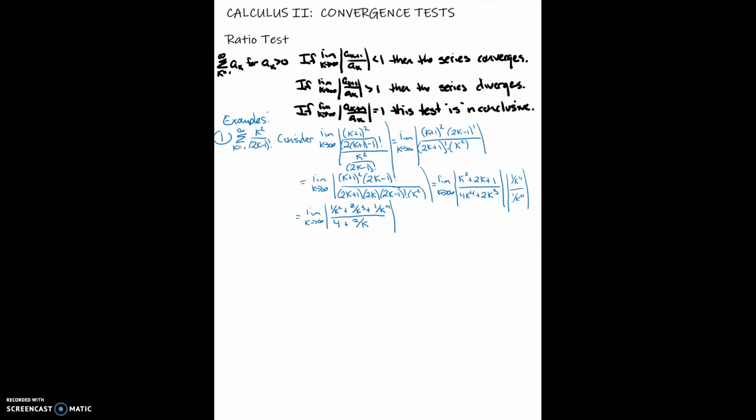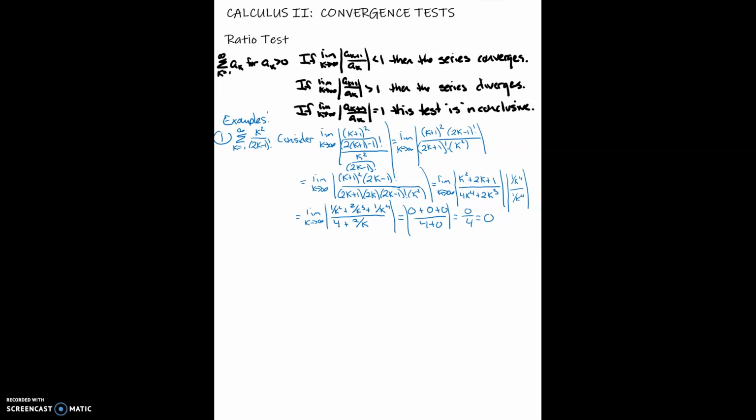I think now we're ready to take that limit, so we're looking at k getting really large. In that case, all of these little fractions will go to 0. So we end up with, no limit notation, ready to take the limit, (0 plus 0 plus 0) over (4 plus 0). Absolute value of that, we end up with just 0 over 4, which is 0.